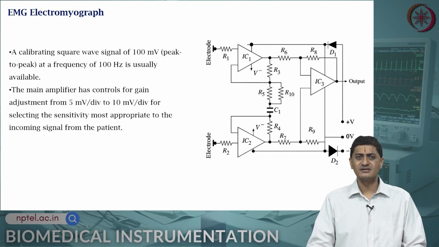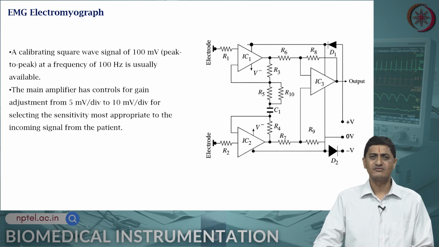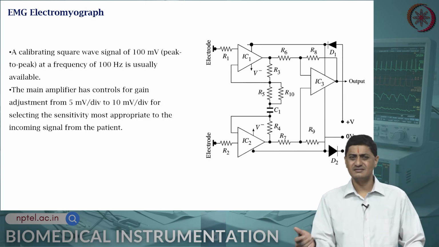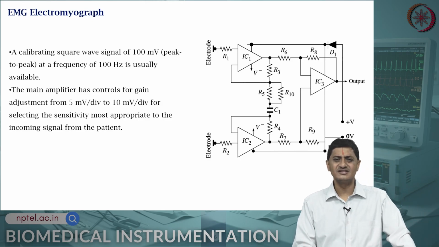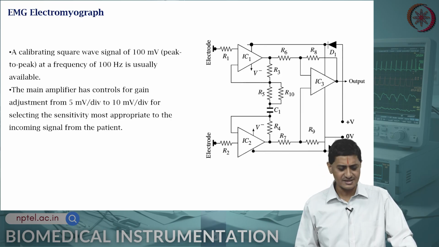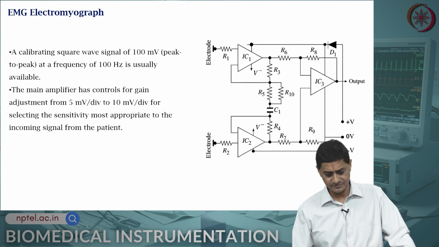The main amplifier has control for gain adjustment from 5 millivolt per division to 10 millivolt per division. So, you can change the gain settings and sensitivity that is most appropriate to the particular muscle that you are recording and the particular situation, whether the patient or the participant, whatever is the condition, based on that you can adjust the sensitivity of the system.